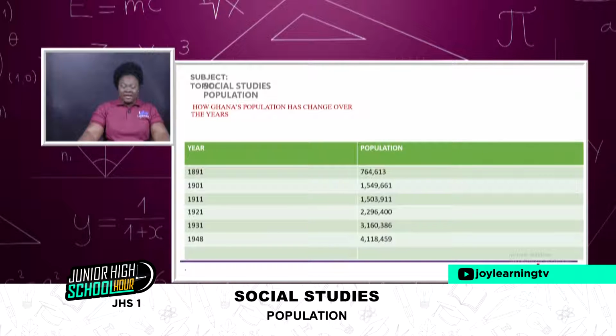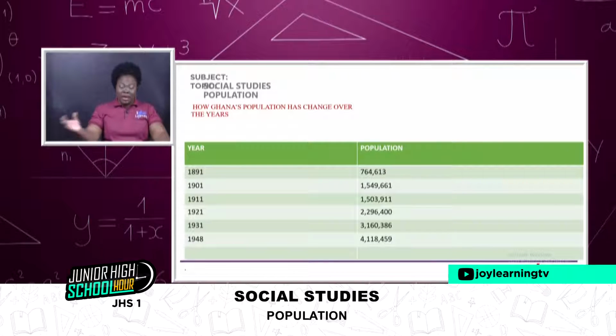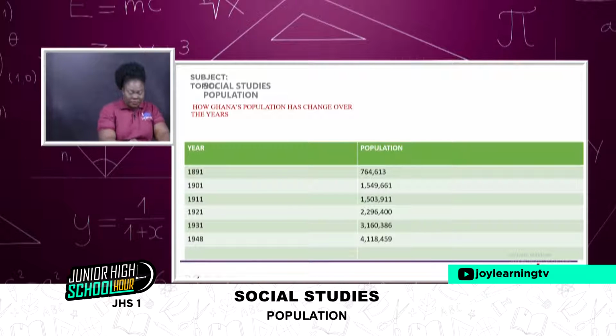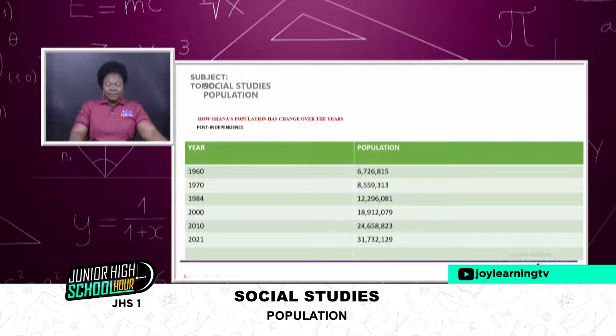1911, then 1921, then 1931. Wow. And then 1948. All this time, some people were born, so they were counted. Right. Then 1960. The population figures right there on your screen. Take note of them.